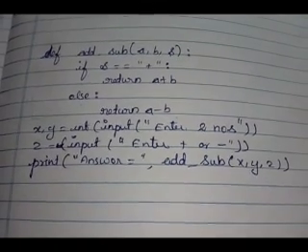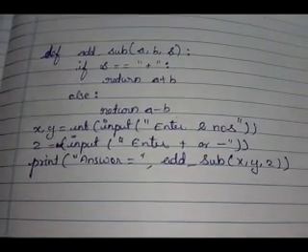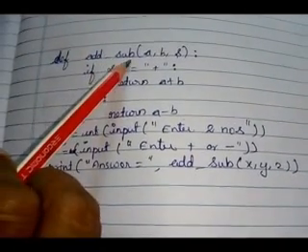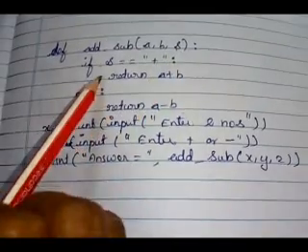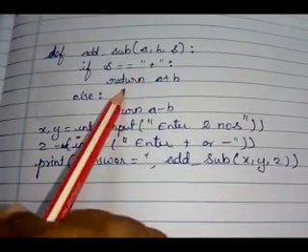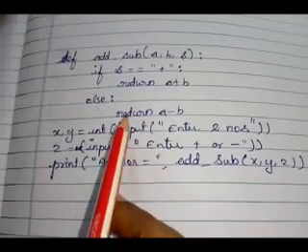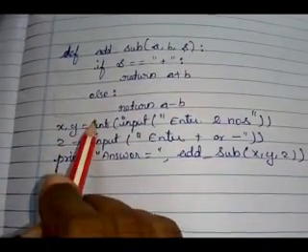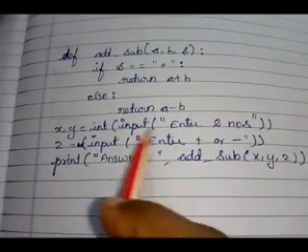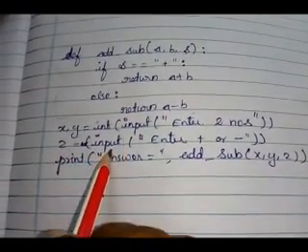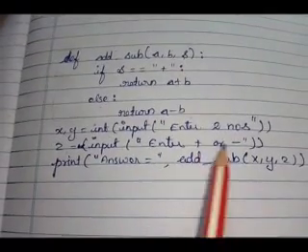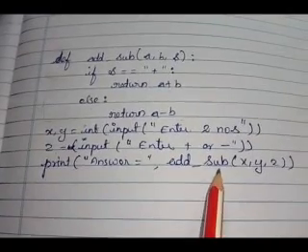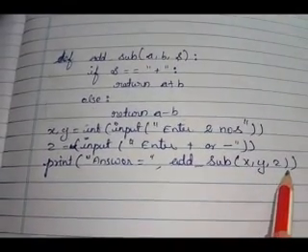So it will display the message, the sum is 10. Now we will see one example program for return statement. I am reading the program. def add_sub(a, b, s): if s == '+': return a + b, else return a - b. x, y = input, enter two numbers. z = input, enter plus or minus. print answer = add_sub(x, y, z).